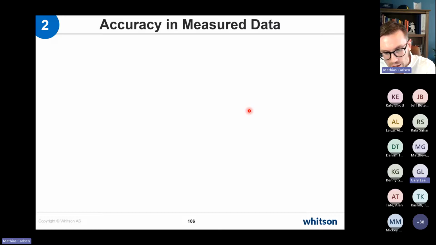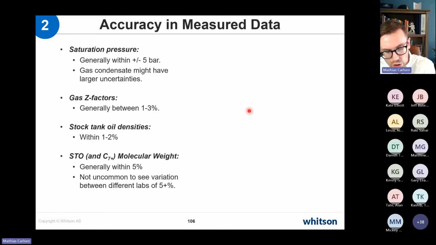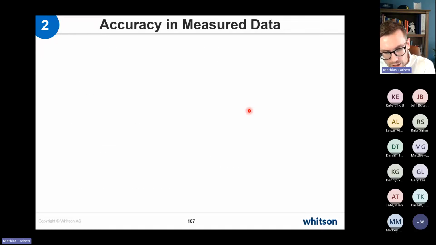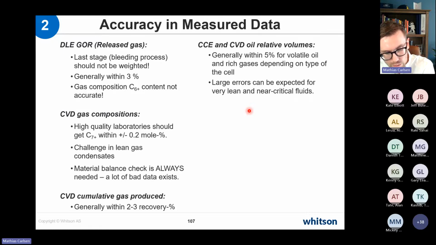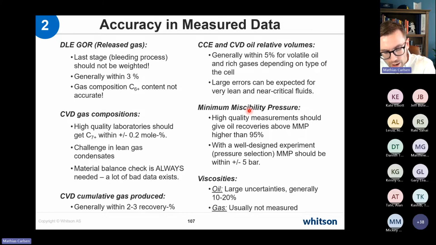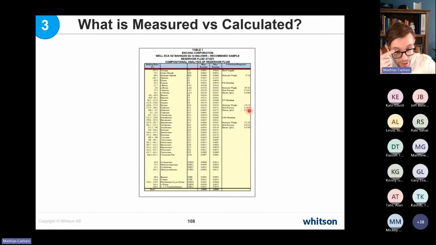And there's a couple of slides here that are meant for reference, just on the uncertainty of the different experiments. These are just meant for reference that you can keep for later. But just note that oil viscosity is typically one of the hardest things to model, and it also has probably one of the largest uncertainties of all the laboratory measured quantities, together with composition.